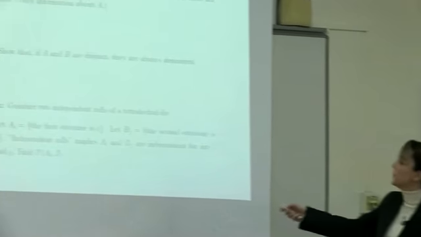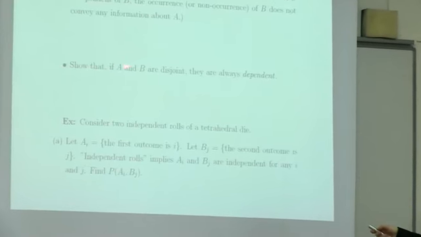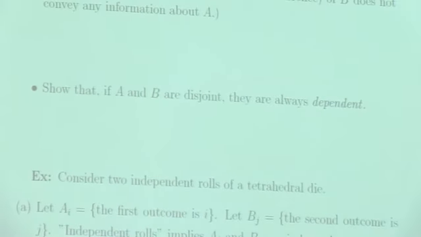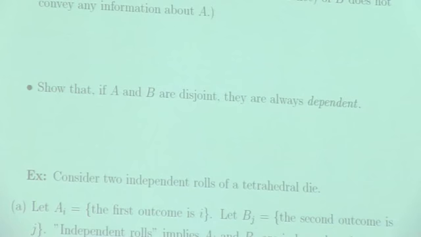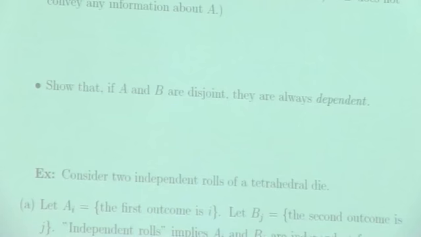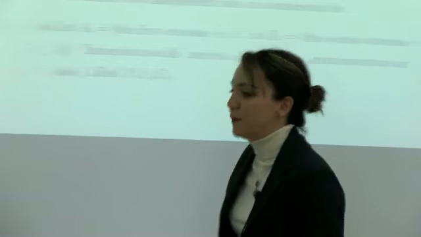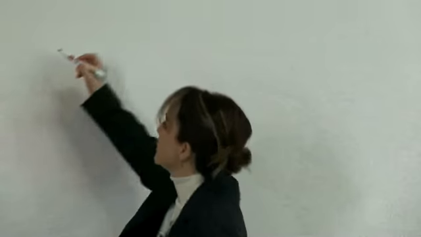All right, so we show this. Here's an interesting one. If A and B are disjoint, meaning they have no elements in common, are they independent? This is sometimes a misconception that people have. Are they always dependent? Being disjoint is a very strong form of dependence, actually. Being disjoint means if A happens, B cannot happen.